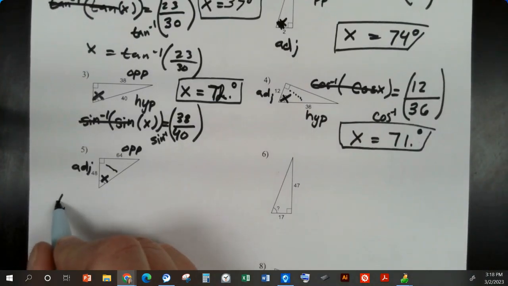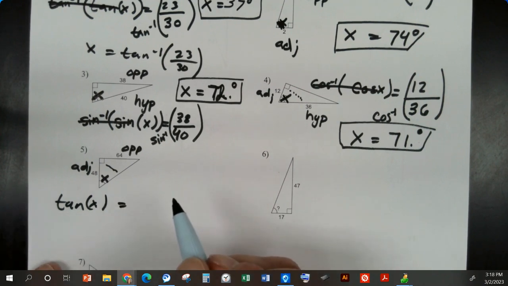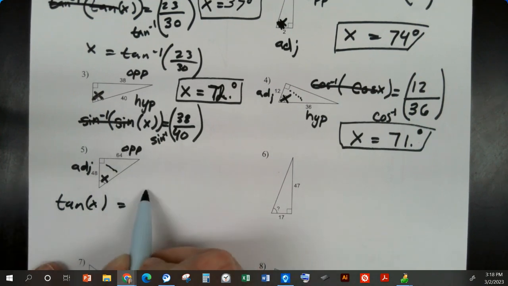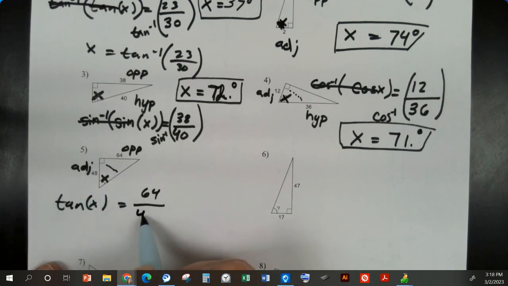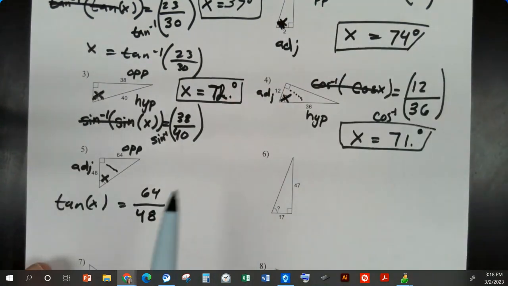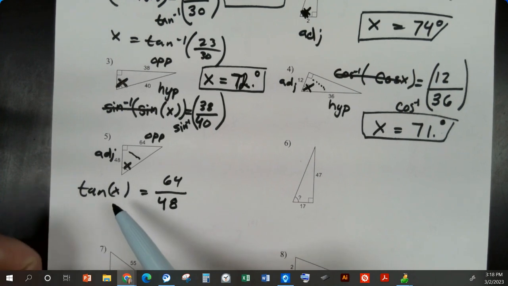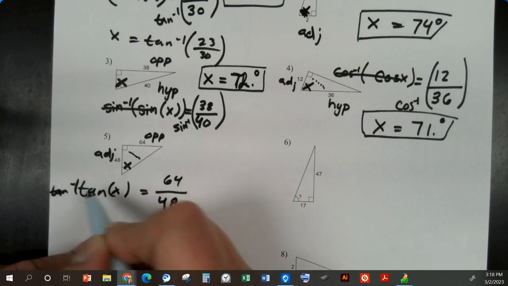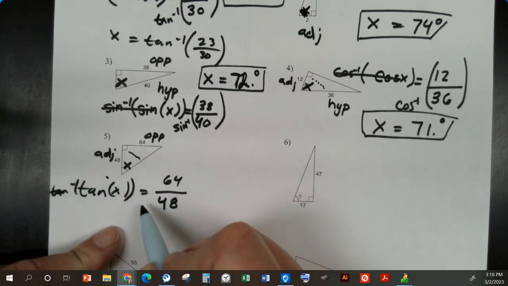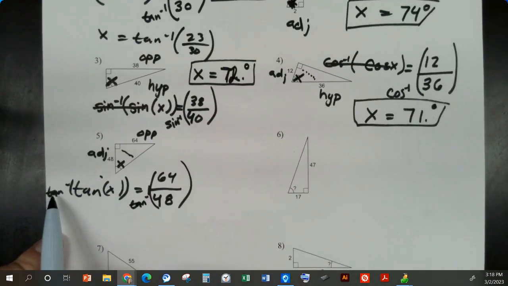So tangent of the angle, tangent of x, equals opposite side, which is 64, over adjacent side, which is 48. So if you have those relationships written down, you're just kind of matching and filling in. And then the next thing we're going to do is the inverse. So we've got to get rid of tangent. We'll do tangent inverse to get rid of tangent. And if we do that on one side, we have to do that on the other side. So then tangent inverse cancels with tangent.